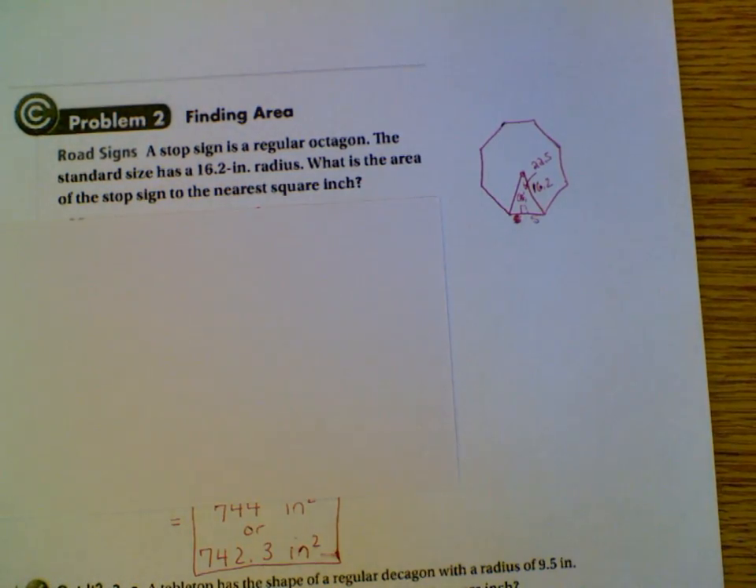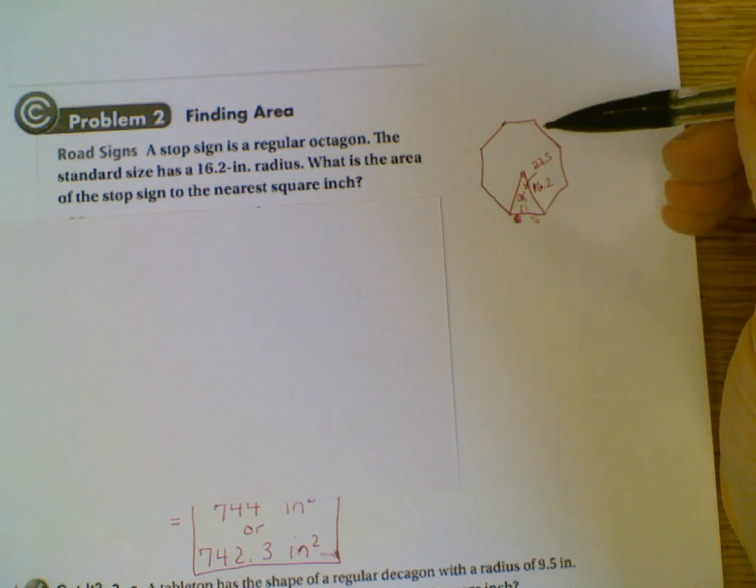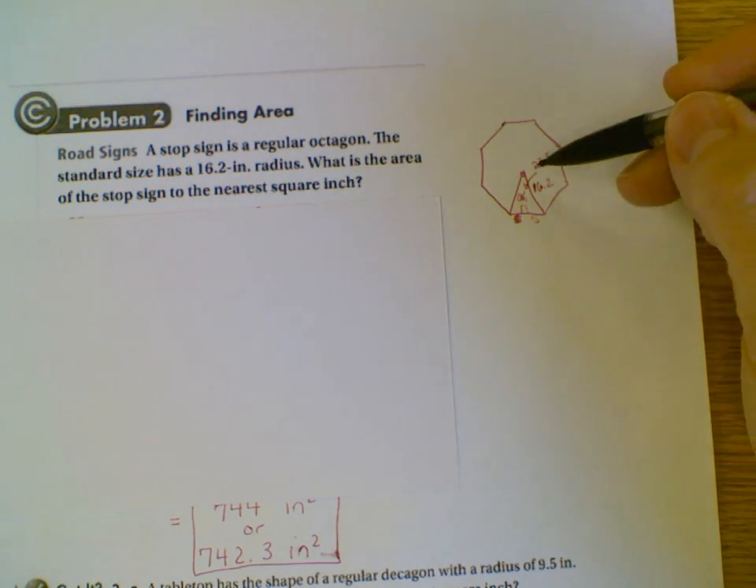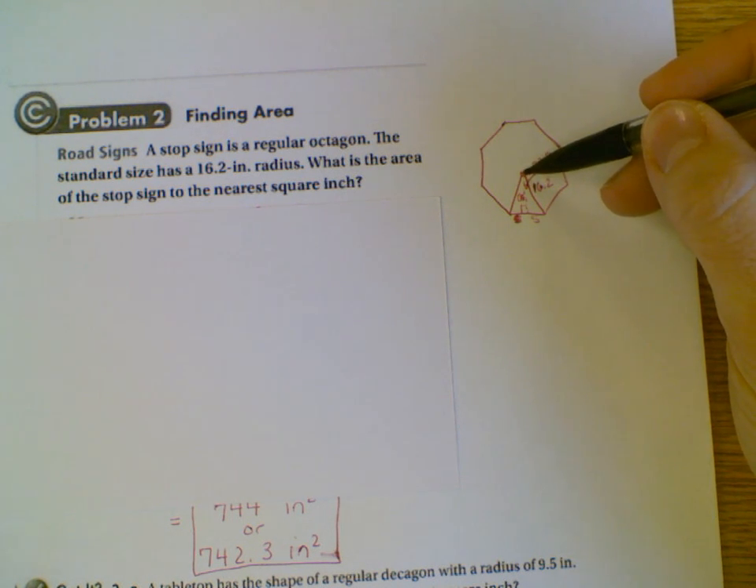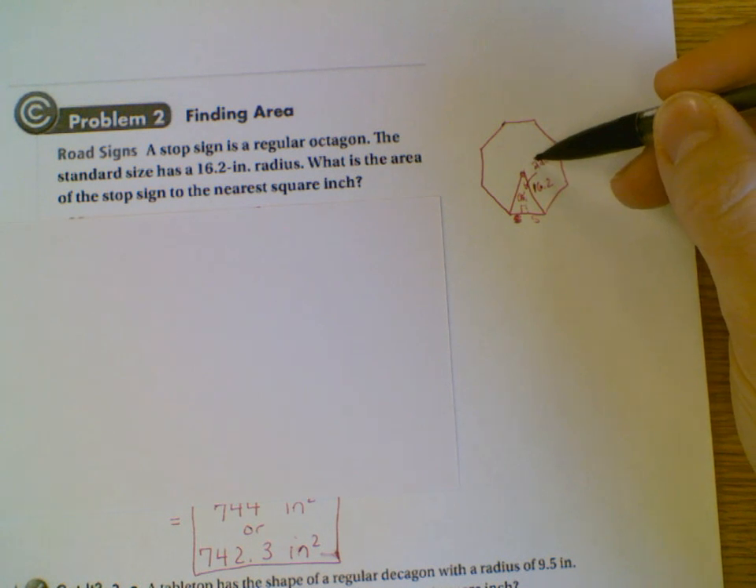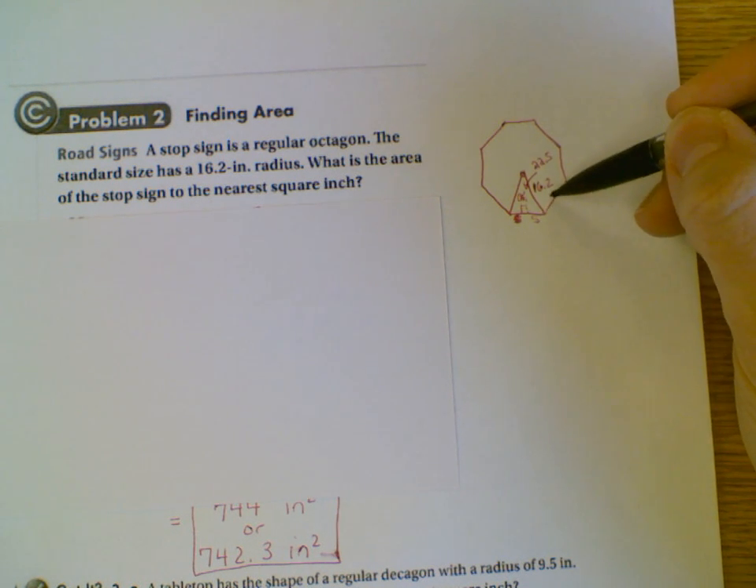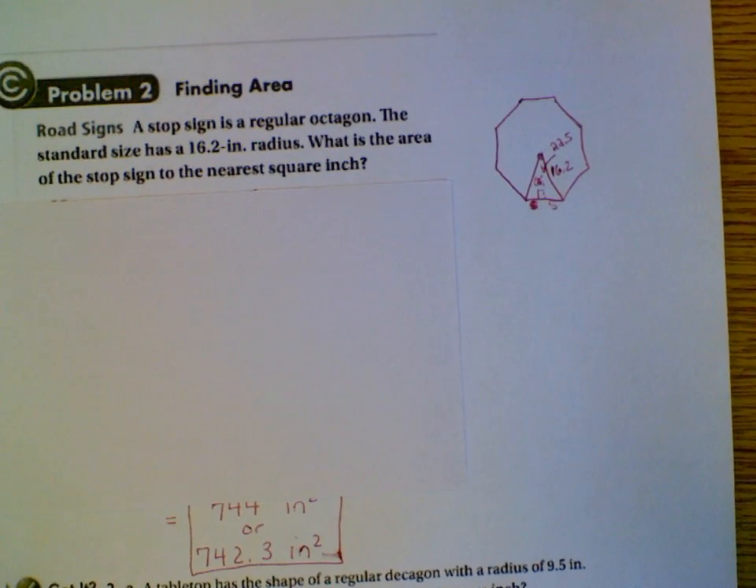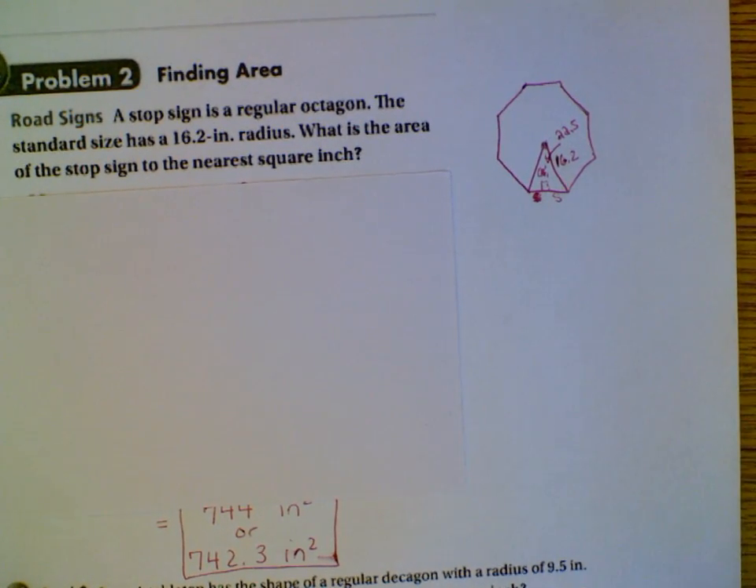So here's my problem. It said a stop sign is a regular octagon, so I went ahead and drew that. The standard size has a 16.2 radius. So radius means it goes from the center to a vertex. So make sure you're drawing from the center to a vertex and labeling it 16.2. Then it says that I need to find the area.